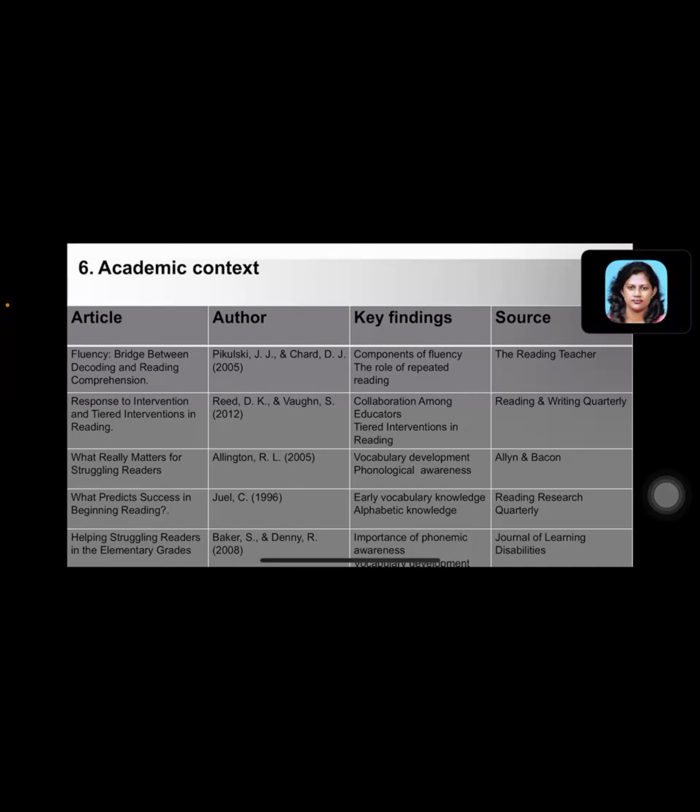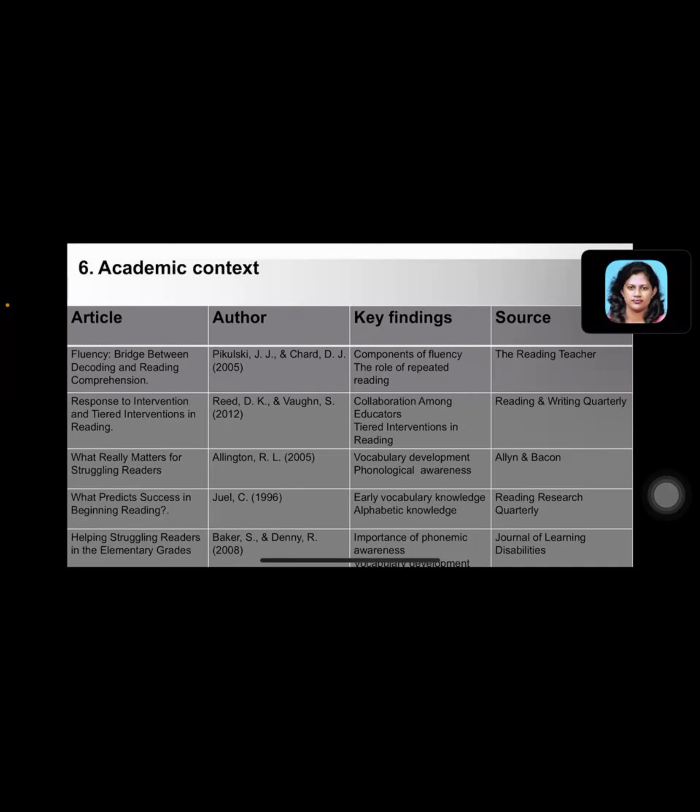Next article, what really matters for struggling readers. The key finding was vocabulary development. So this is due to lack of vocabulary. They are not used to it, because they always use only their mother tongue. English is their second language, so they don't use it much. So that was the key finding.